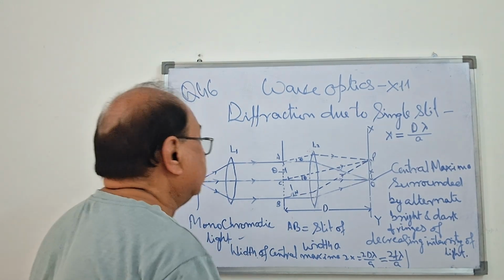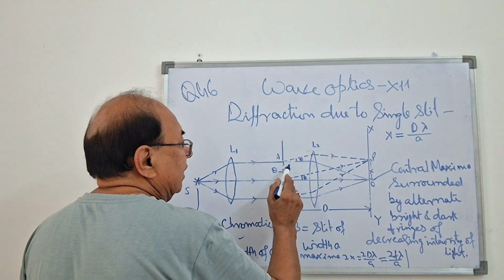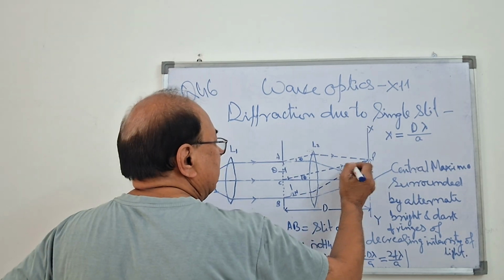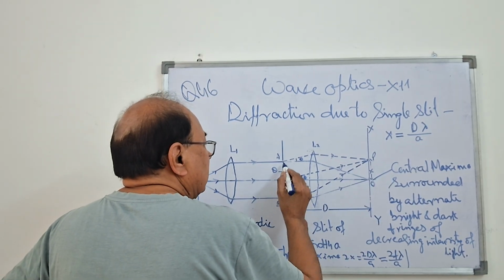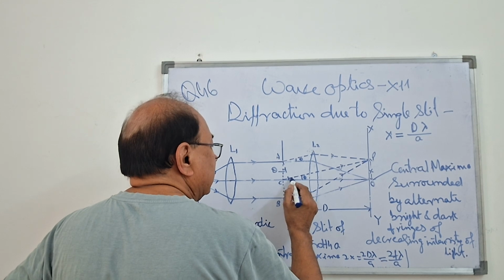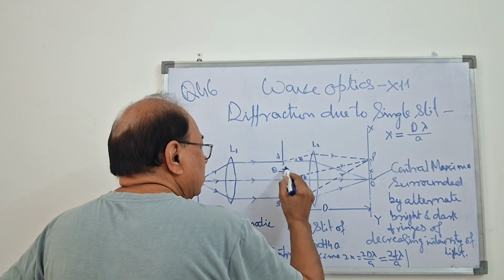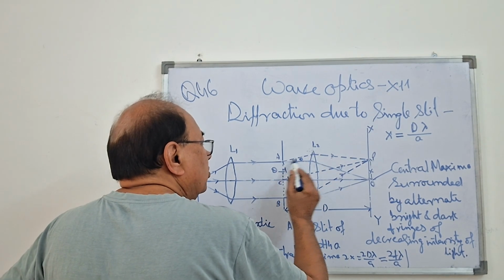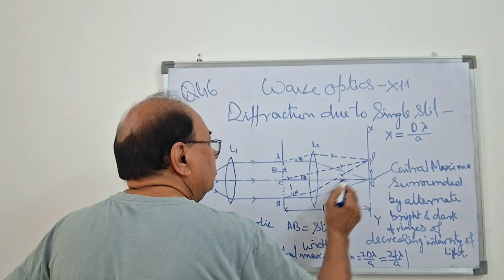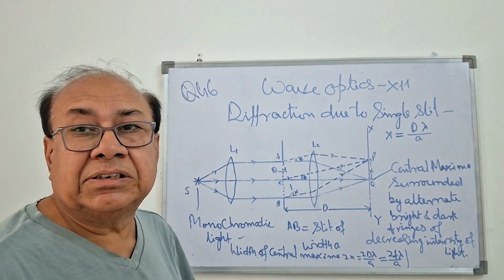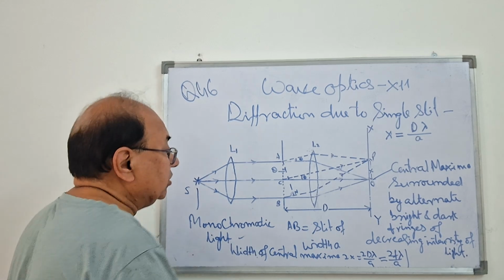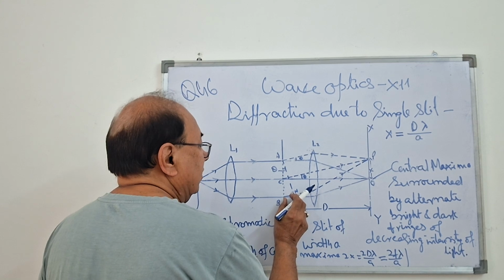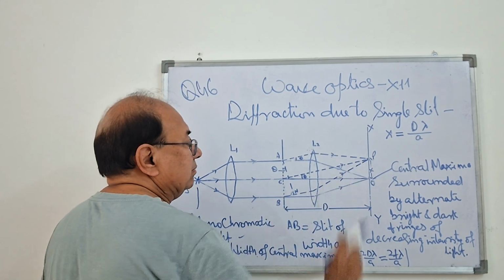Now let's suppose the secondary wavelets are moving at an angle theta. The theta angle is this one, the theta angle is the same here, and theta angle is here. Draw the perpendicular. Now the waves from A to P and B to P are traveling unequal distance. Draw perpendicular A to N. This is a right angle.